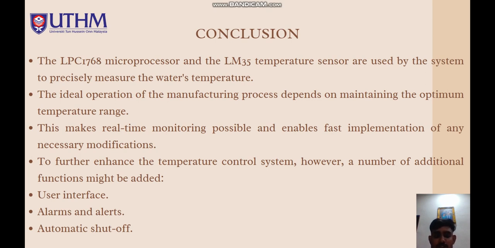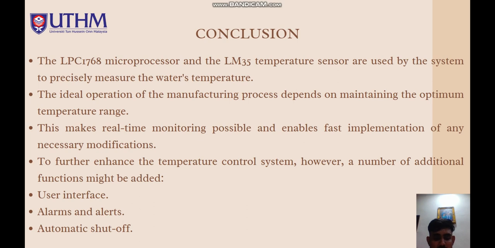In conclusion, the temperature control system is intended to effectively manage the water temperature in a manufacturing facility. The LPC1768 microcontroller and the LM35 temperature sensor are used by the system to precisely measure the water temperature. In order to maintain the intended temperature range of 50 to 70 degrees Celsius, the microcontroller then utilizes the temperature measurements to operate the heater and cooler. This makes real-time monitoring possible and enables fast implementation of any necessary modification. Overall, the temperature control system is a good way to regulate the temperature of the water in industrial facilities.